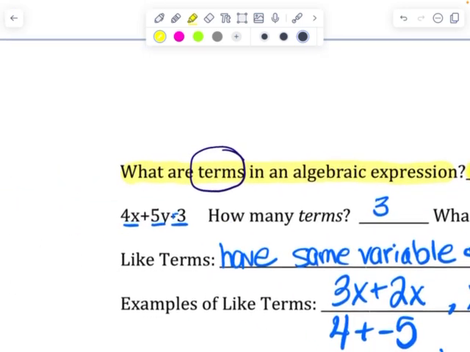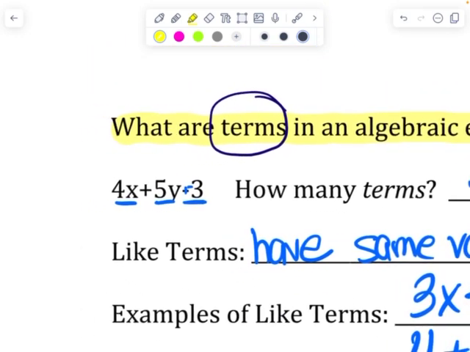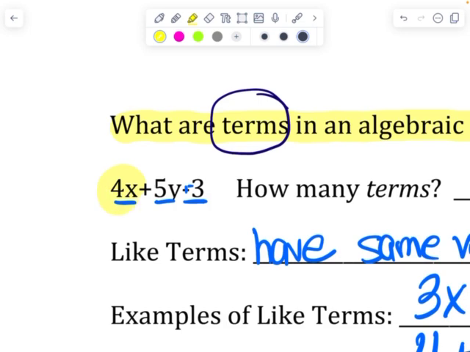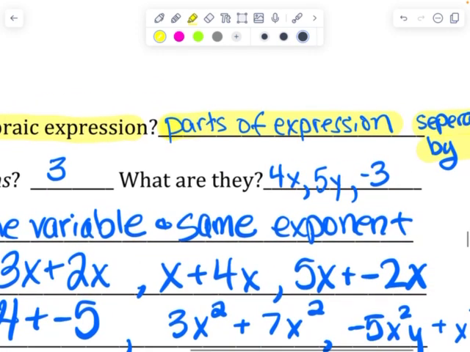And when I look at this expression, how many terms? Well, I have 4x, 5y, and I did a 2 pencil mark trick and have -3. So 4x, 5y, -3, we have 3 terms. And what are they? I just listed them out. 4x, 5y, and -3.